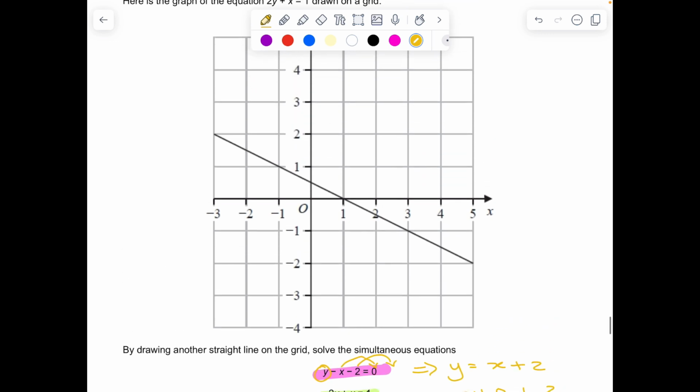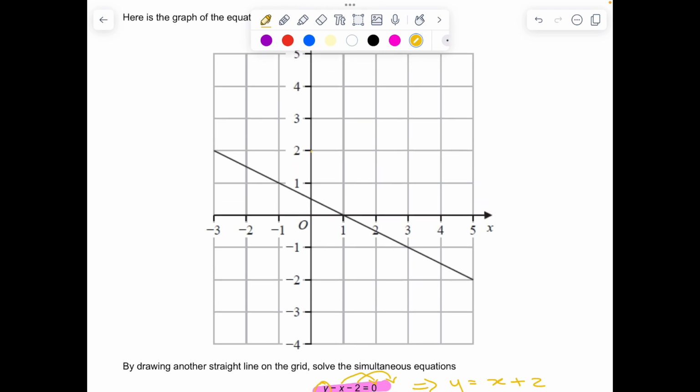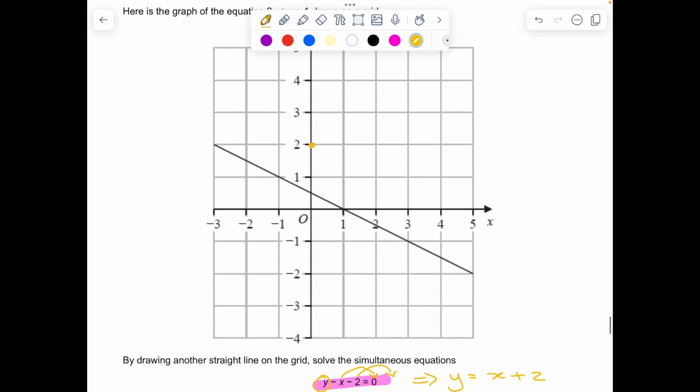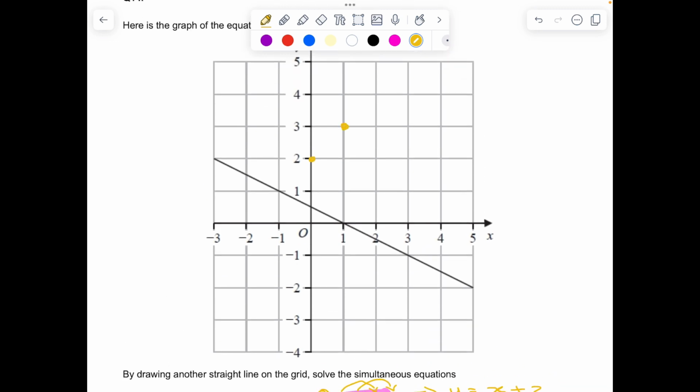So then 0, 2, 1, 3, and 2, 4. So we plotted them, we draw a straight line through. Make sure you extend it both ways. And the solution is where both lines cross. So that's the solution. So where the lines cross.